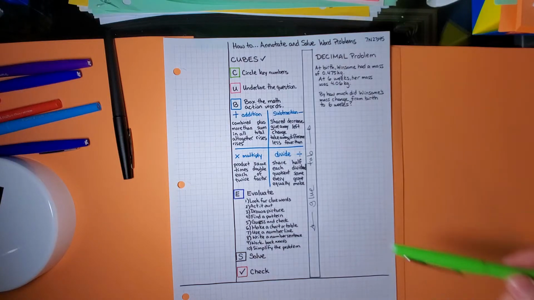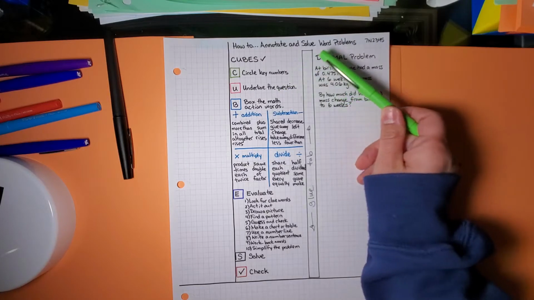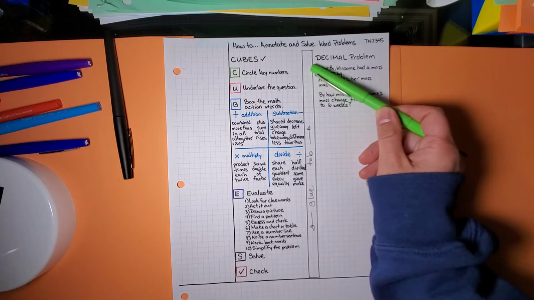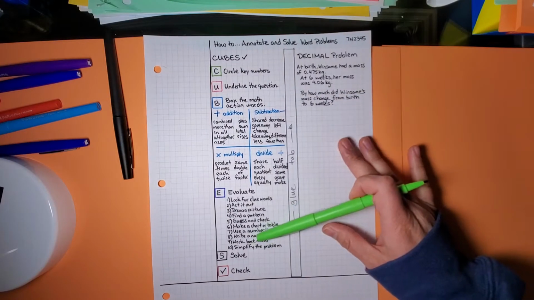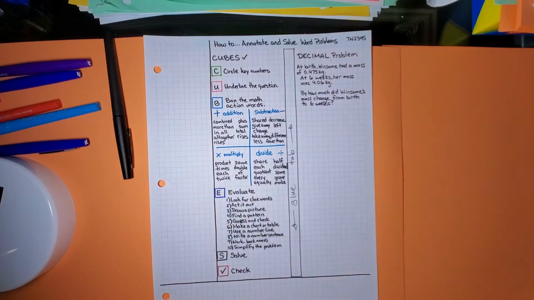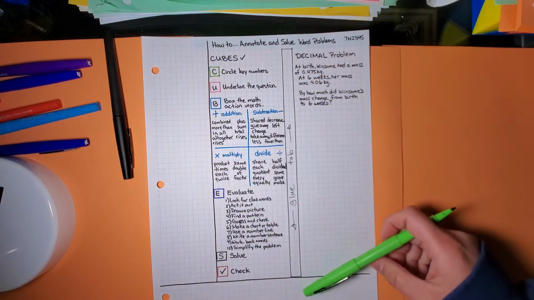Hello, grade 7s. This is my Cornell notes for how to annotate and solve word problems, where annotate means you mark up the question so you can look at the key things. I know it's blurry, bear with me. I just wanted to show you really quick that CUBES is how we are going to annotate.